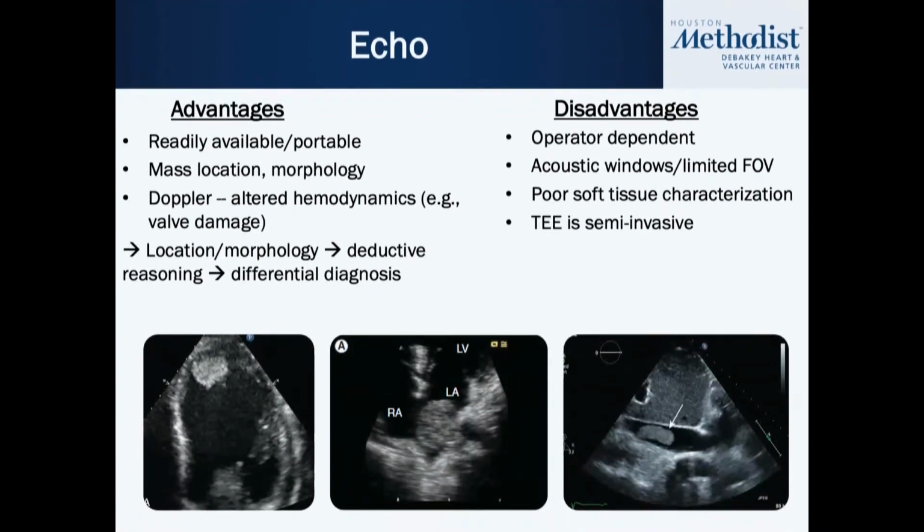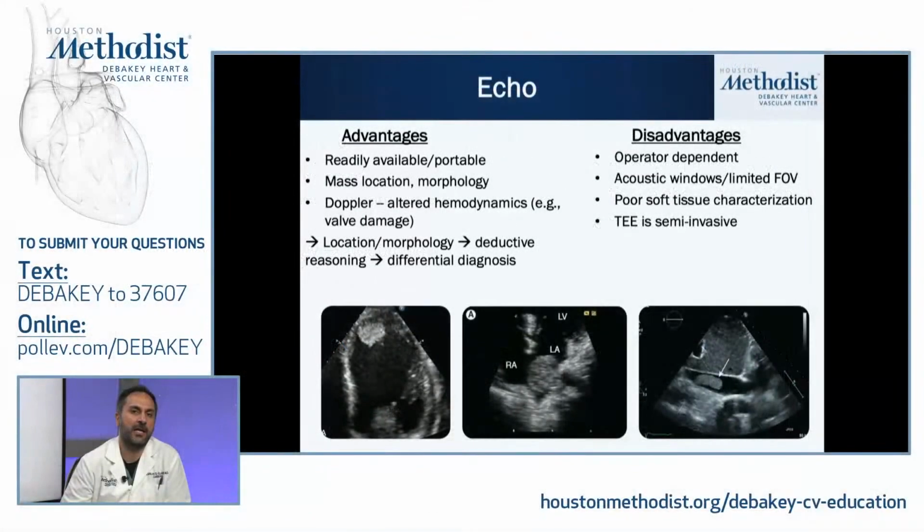So what is the difference between echo and MRI? These are some of the advantages and disadvantages of echo that Dr. Kurrelmeyer also mentioned. Essentially, the advantage is that it is readily available and portable. We can usually know the mass location and morphology, and we have the beauty of Doppler, which is very particular to echo, where we can see if there's any altered hemodynamics from the mass, such as valve damage. We use all this information, and using deductive reasoning, we can usually get some sort of a differential diagnosis. However, we cannot always truly define what the mass is.